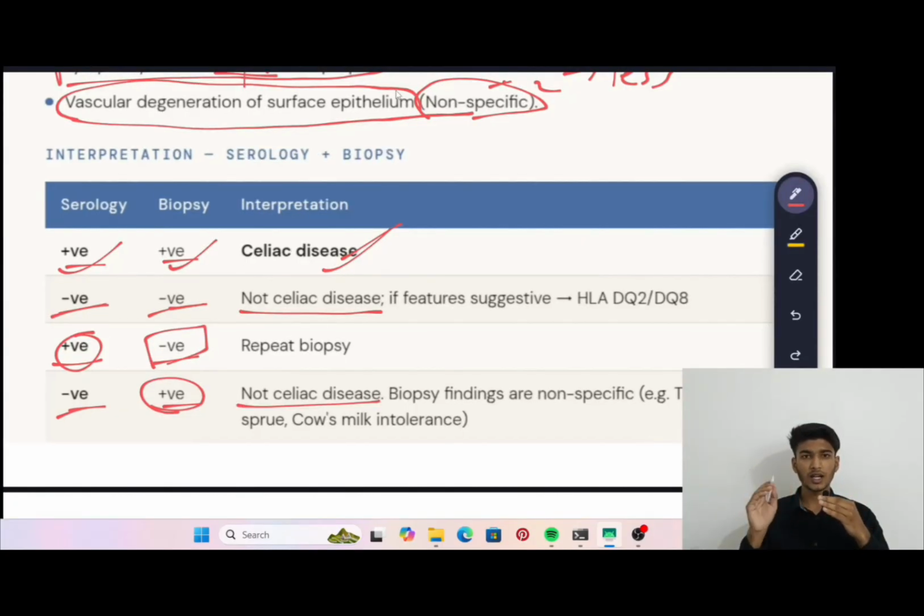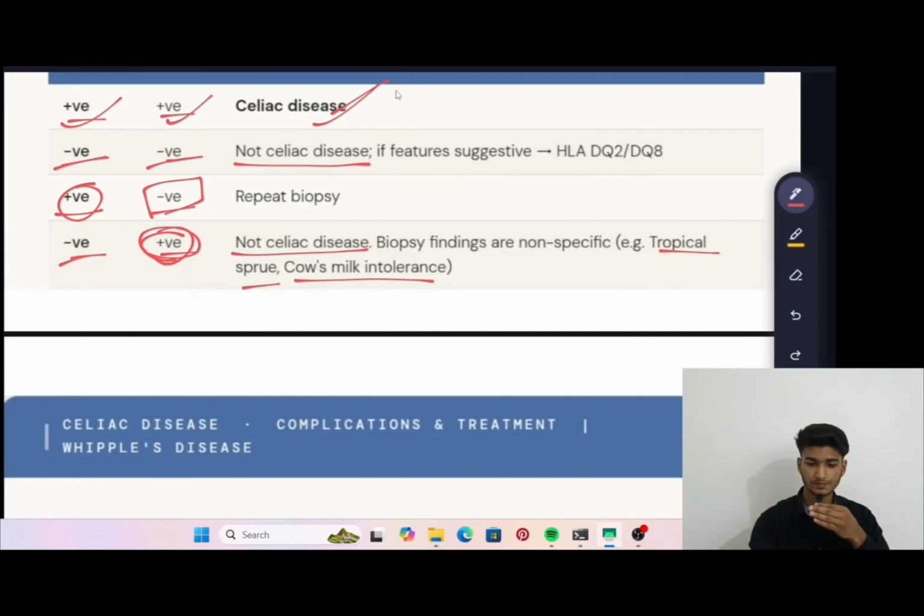But from this, we can infer that if the serology is positive, it is sure shot that the patient might have been suffering with atypical celiac disease. If the biopsy is positive or negative, it is irrelevant to the fact that the patient might have been suffering with that disease. But if the biopsy is positive, you can tell that there might be something wrong inside the body, so you will say he might be suffering with tropical sprue or cow's milk intolerance. Those are the inferences that you can make with the biopsy and the serology.